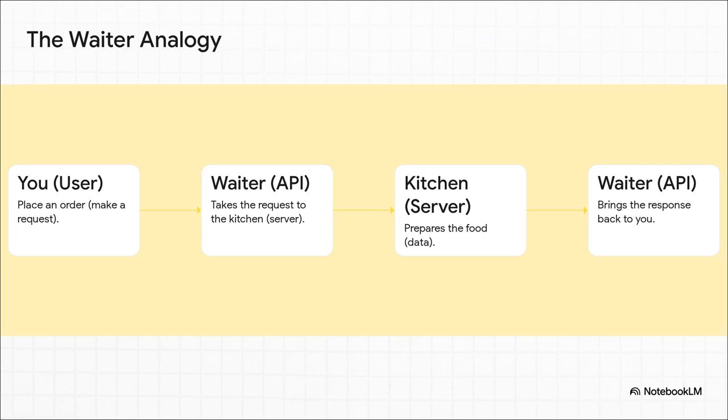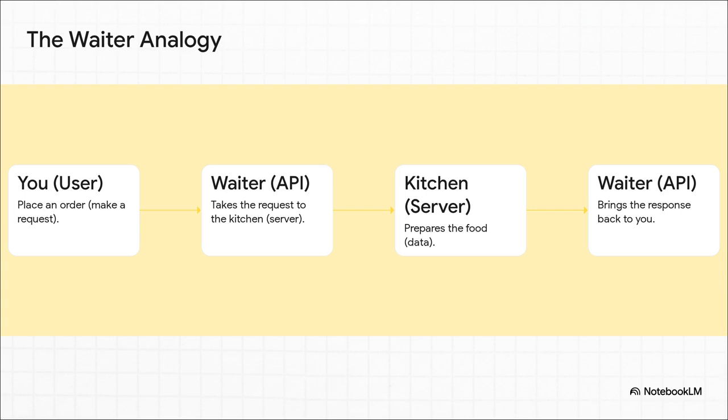Okay, so let's break this down. It's so simple when you think of it this way. Step 1. You decide what you want. You place your order. In tech speak, that's called a request. Step 2. The waiter, our trusty API, grabs that order and zips off to the kitchen. That kitchen, that's the server. It's where all the good stuff is.